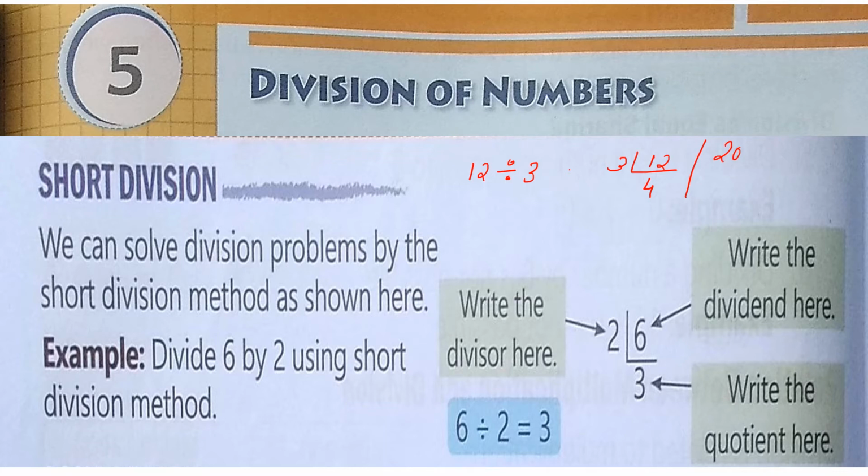Let's see one more. Suppose 20 divided by 5. So we will make an L with 20 inside and 5 outside. In the table of 5, how many times is equal to 20? That is 4 times. So your Q is equal to this 4. That means in division, the dividend will be inside the L, the divisor will be outside the L, and the Q, the quotient, will be at the bottom. So this is your Q. Got it?